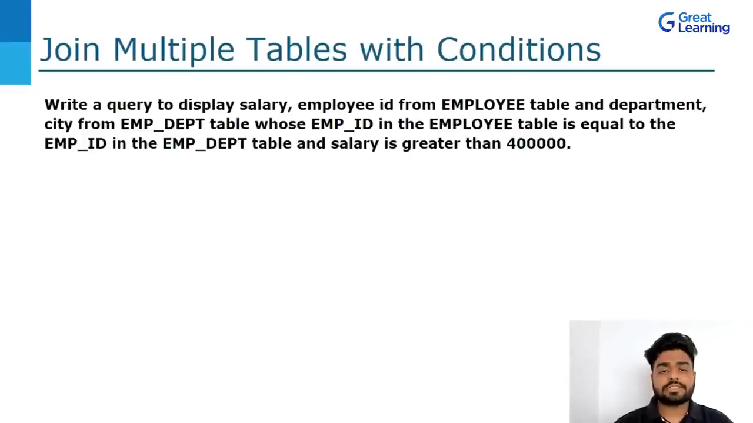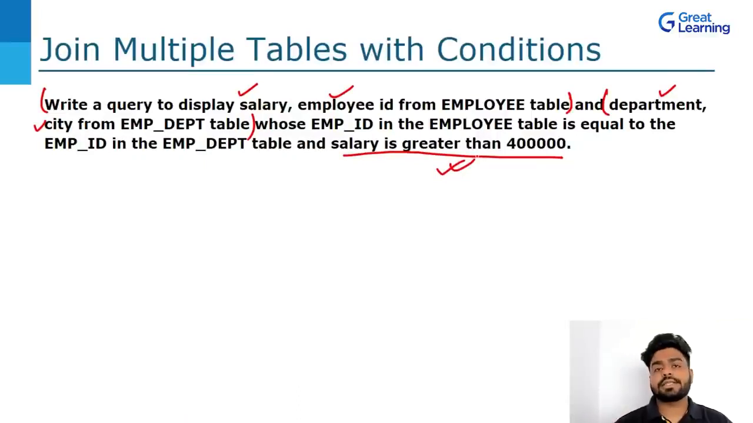So write a query to display salary and employee ID from the employee table. This is one part. And department and city from the employee department table. This is another part. Whose employee ID in the employee table is equal to the employee ID in the employee department table and salary is greater than 4 lakh. So this is one of the conditions, that salary should be greater than 4 lakh.